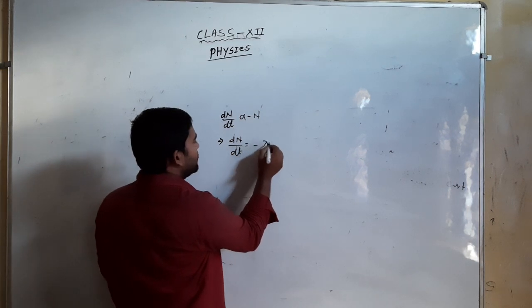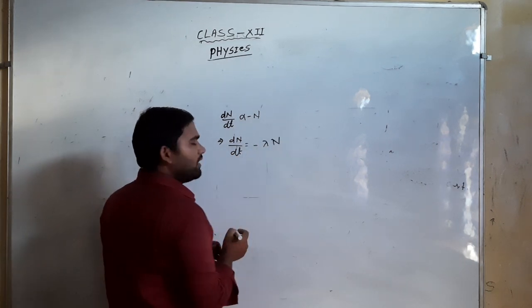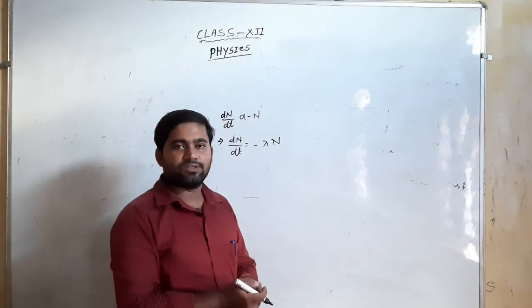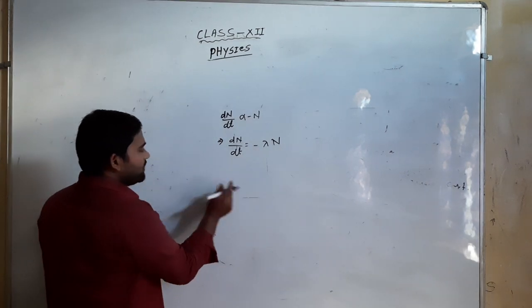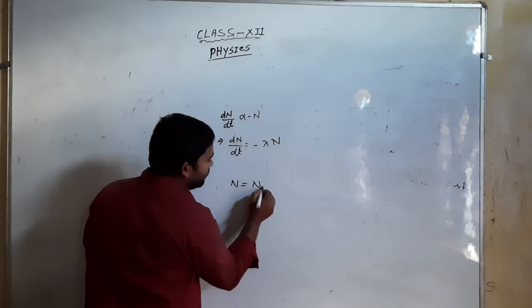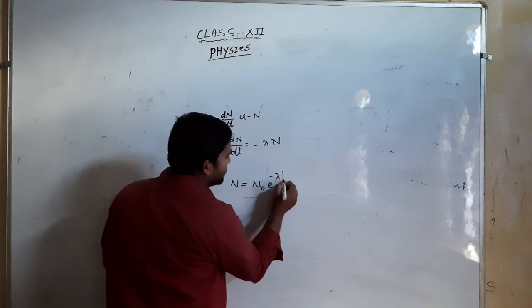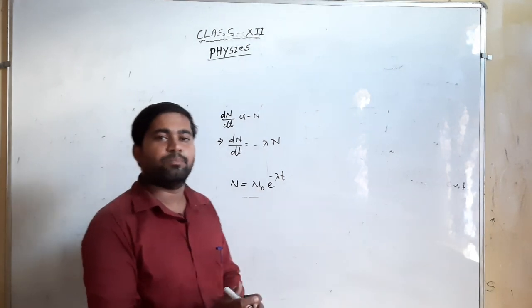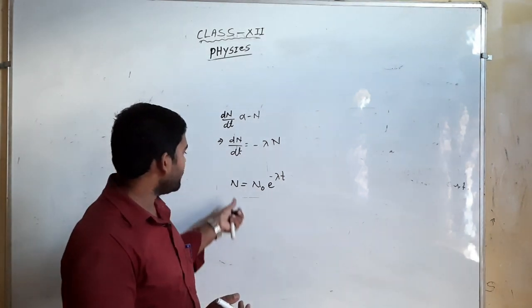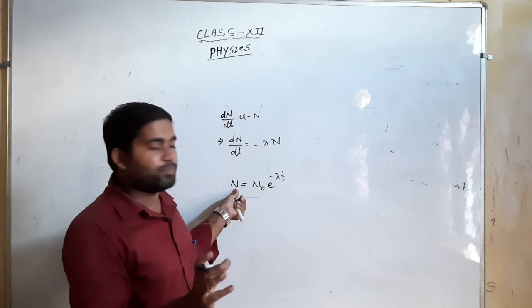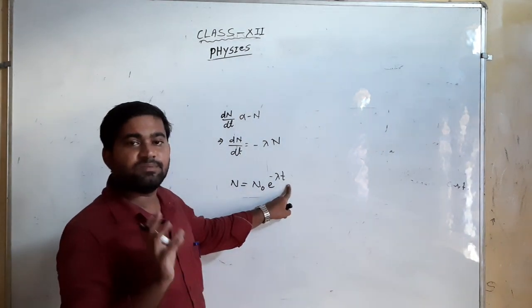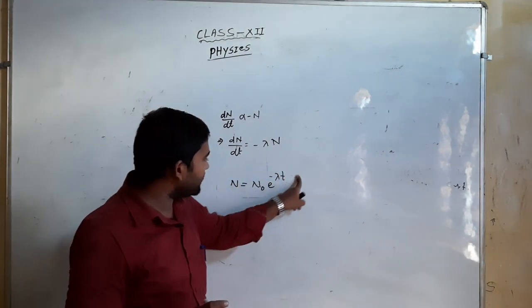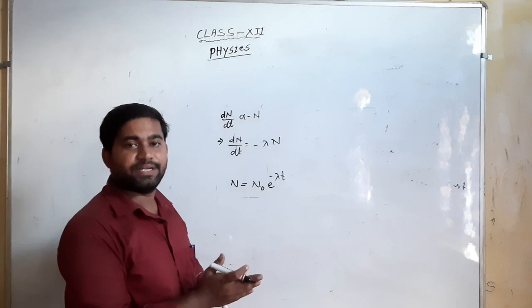dN by dt equals minus lambda N, where lambda is called the decay constant or disintegration constant. Further solving, we find N equals N naught e to the power minus lambda t. N naught is the total number of nuclei present initially, N is the number present at any time t, and lambda is the decay constant. That is the mathematical form of the law of radioactivity.